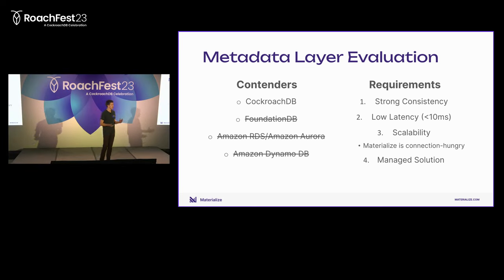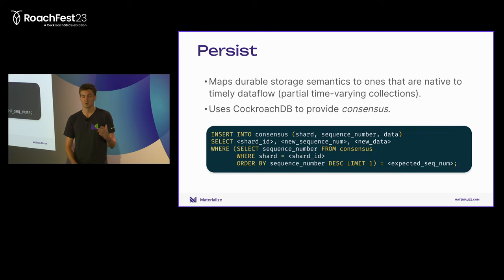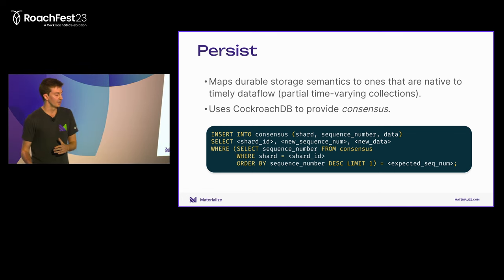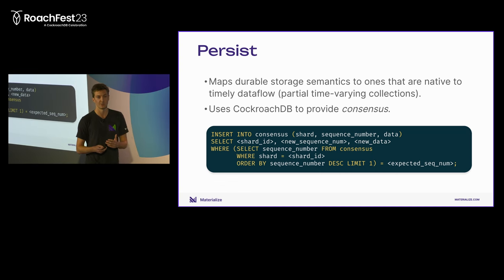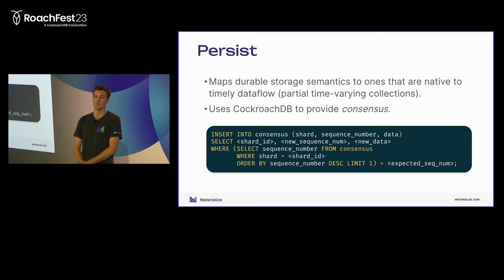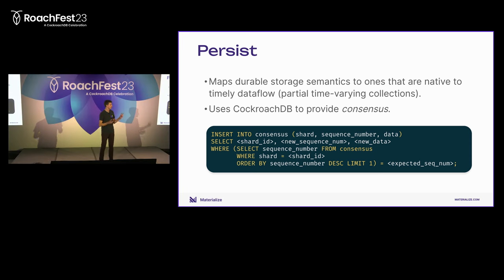So what do we actually use Cockroach for? I mentioned before we use it to store some metadata about database objects, what tables and views were created. But perhaps more importantly, we use it for our distributed, horizontally scalable storage layer. So we use S3 for blob storage. But we have this internal service called persist, which maps from these more simple concepts of blobs to the data structures more native to timely dataflow, specifically this concept of a partial time-varying collection.